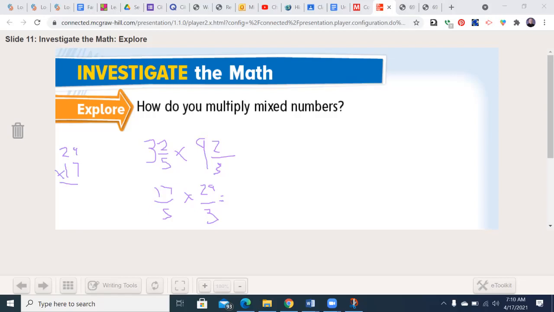Nine times 7 is 63. 7 times 2 is 14. So it becomes 20. Put a 0 here because this is a 10 and not a 1. And then I have, well, it's going to be 29. And we end up with 493 fifteenths.